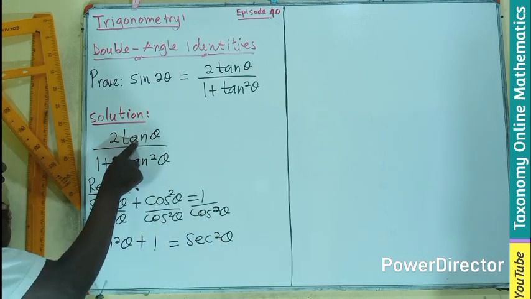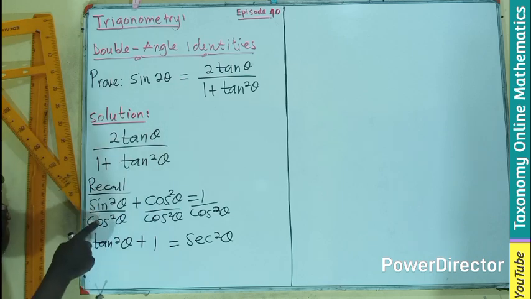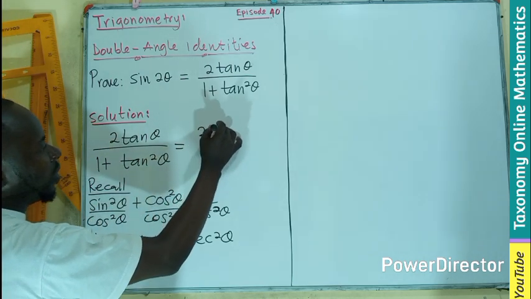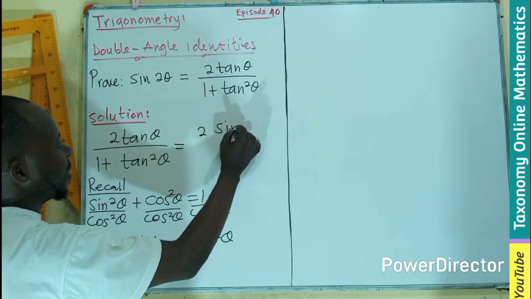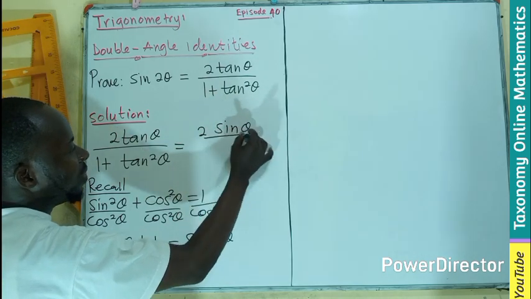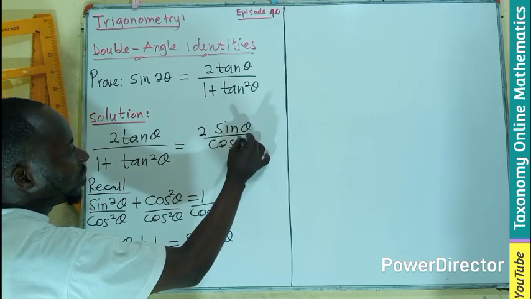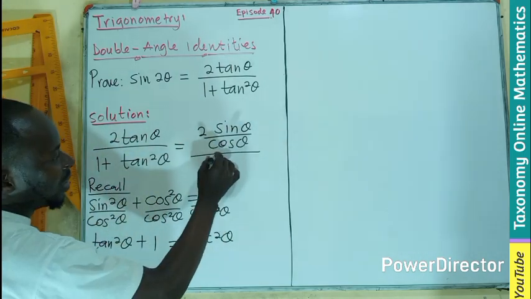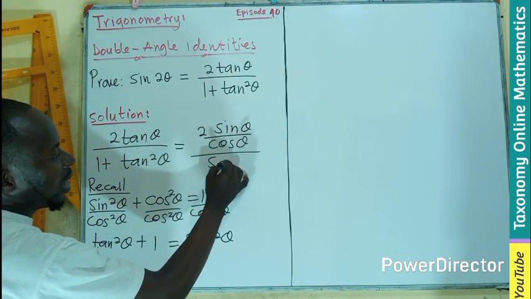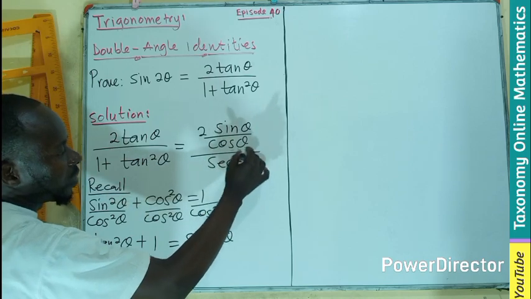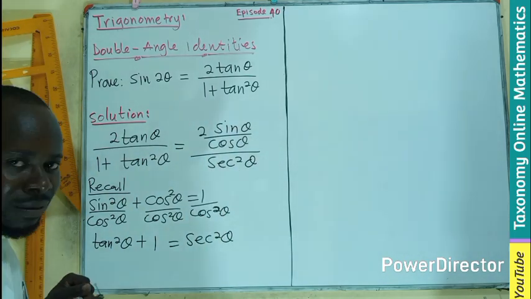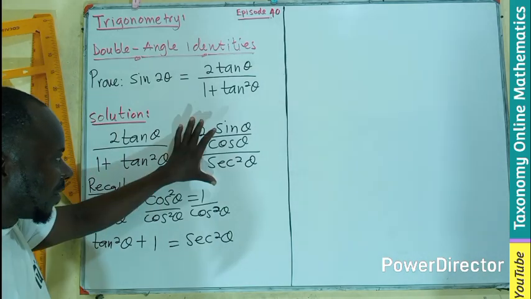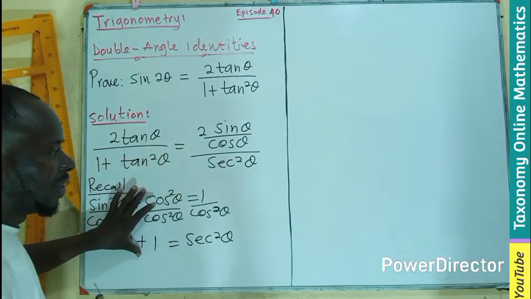Then the top is also coming from here, sine over cos. So this becomes 2 multiplying sine theta divided by cos theta, all divided by the whole of this, which becomes what? The sec square what? Theta. I guess you understand, right? This is taken from here, from the identity.